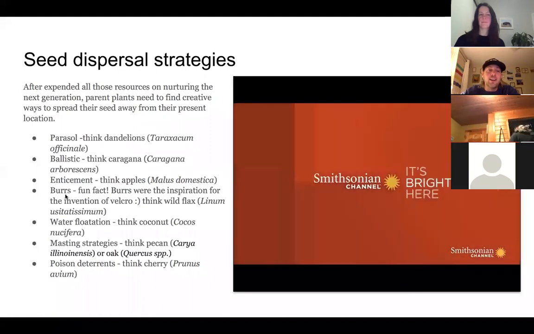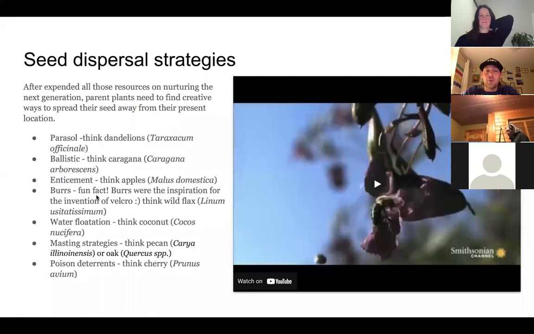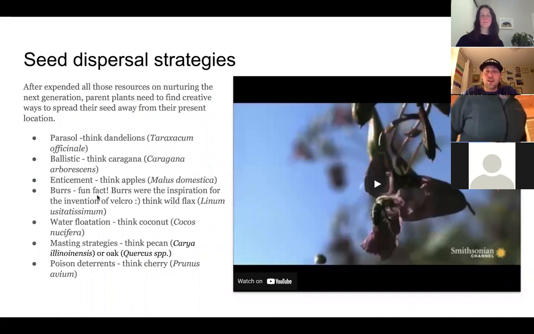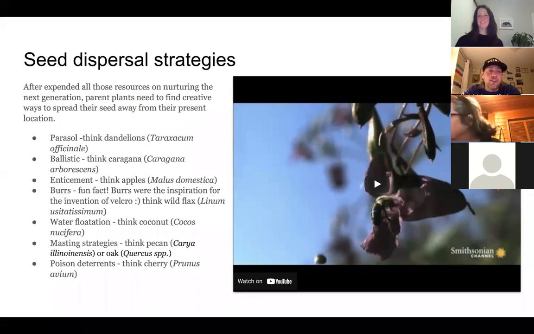And then another example is burrs. I'm sure we're all familiar with burrs. Those are seeds with hooks on them, so that if an animal walks by, the animal will provide the transportation for the seeds to take them far away. And burrs were actually the inspiration for the inventor of Velcro. So thank you, burrs, to anybody who has an affinity for Velcro.